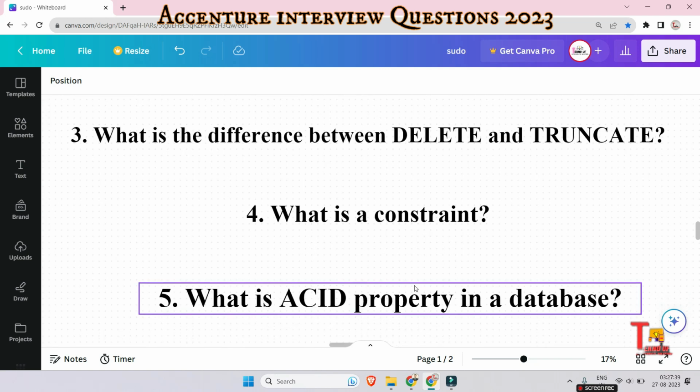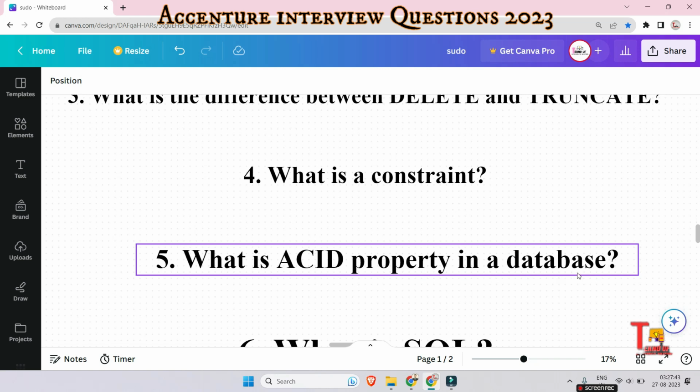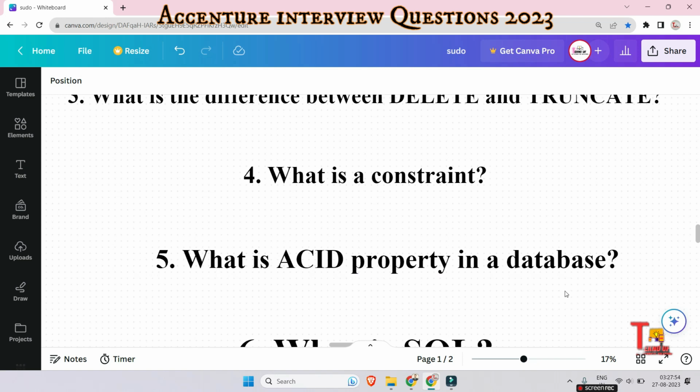Okay, the next question, and a very important question, is, what is ACID property in a database? Well, actually, I was talking about the sixth question, but this is actually the fifth question, right? This is very important for CSIT students. What is ACID property in database?